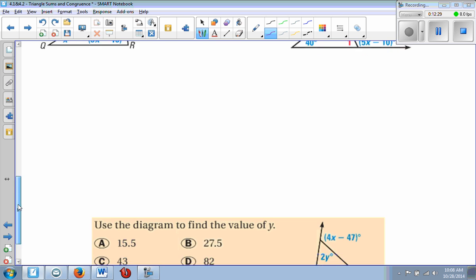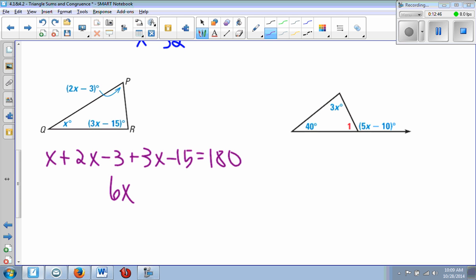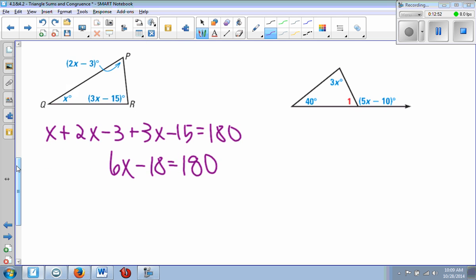The next few problems, again, are all the same type of problem. So I'm just going to work these out, and you can follow along as I work them out. I'm going to add x, 2x minus 3, 3x minus 15. Those should give me 180. Combining like terms, 6x minus 18 equals 180. Adding 18 to both sides gives me 6x equals 198. And then the last step for the problem would be to divide 198 by 6, and you get a value of 33.